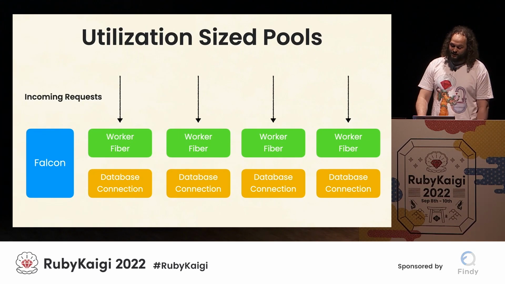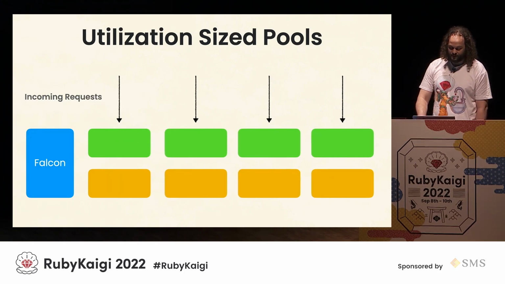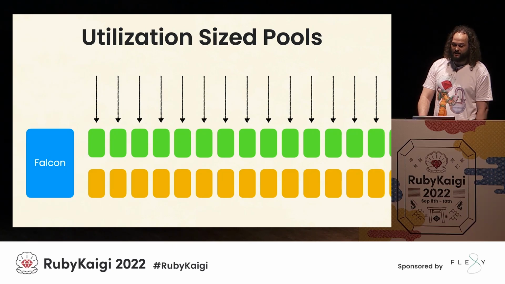Unfortunately, there is no perfect solution, but Async and Falcon adopt a different policy called utilization-sized pools. What this essentially means is that Falcon will continue to accept incoming connections, slowing down gracefully as CPU and memory are consumed. The async event loop is designed to ensure every connection gets an opportunity to execute on every iteration. This ensures a better distribution of resources across all connections.